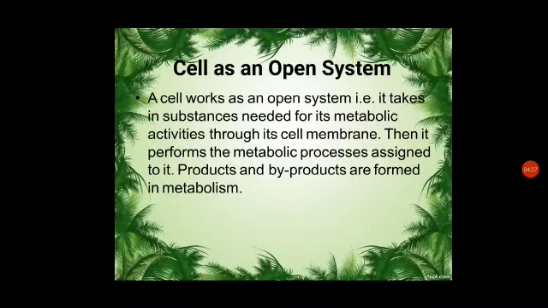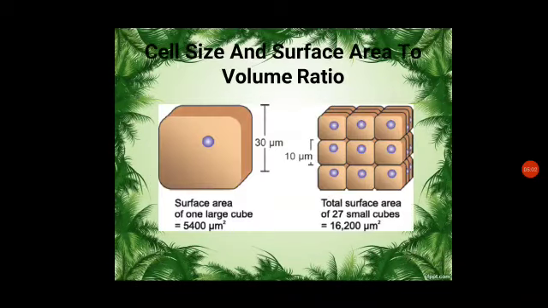Cells as an open system. Every cell in the body takes in substances needed for its metabolic activities, then performs its specific function, and after that it has metabolic waste, or byproducts formed during metabolism. These are then metabolized or catabolized in the body and excreted from the body. So every cell is an open system which can perform its specific function.